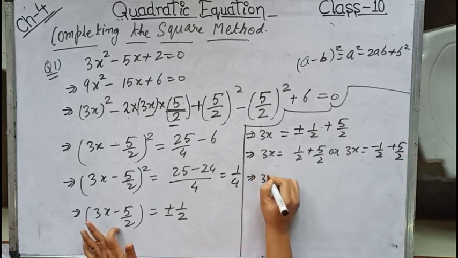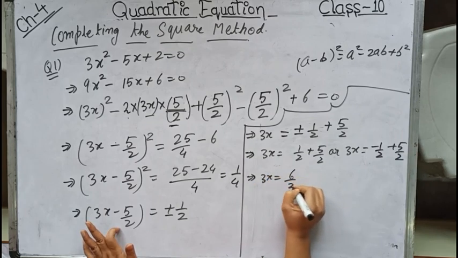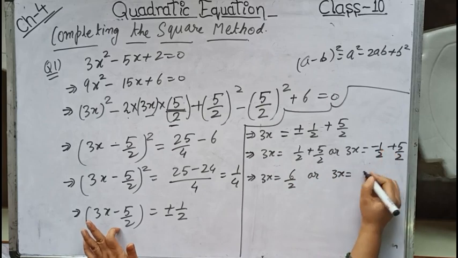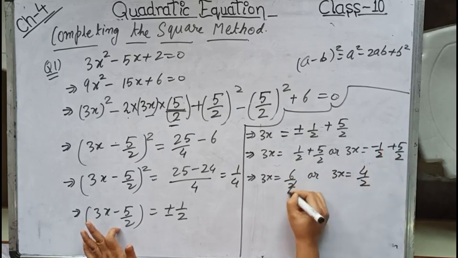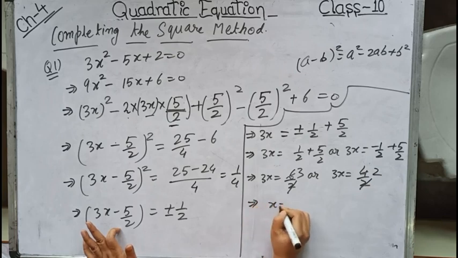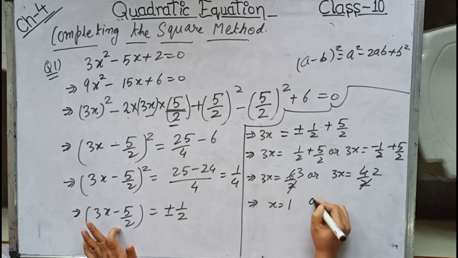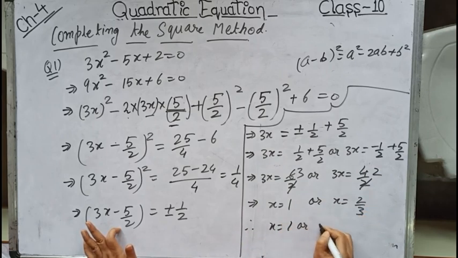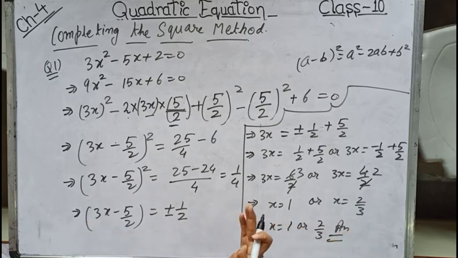Now this implies 3x equals 6 by 2, or 3x equals 5 minus 1, which is 4 by 2. 2 3s are 6 and 2 2s are 4. This implies x equals 3 by 3, that is 1, or x equals 2 by 3. Therefore x equals 1 or 2 by 3, and this will be the answer. So I think by completing the square you understand.